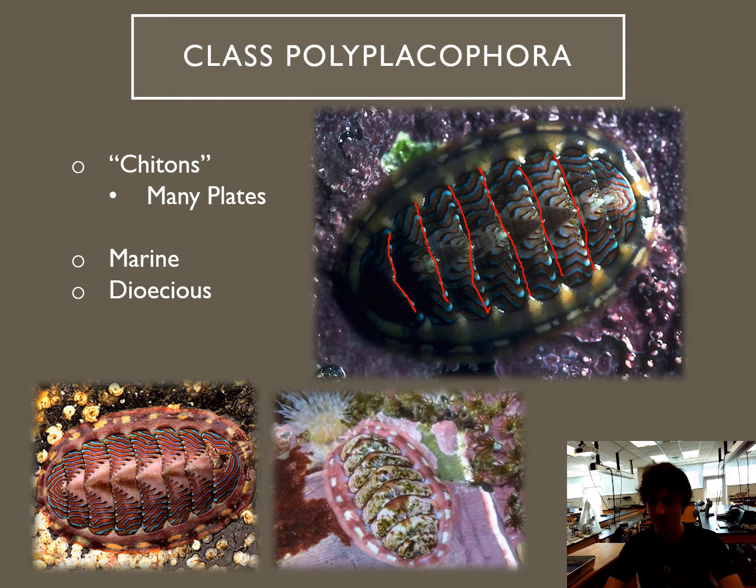These chitons live in relatively shallow marine areas. They just go along the ocean floor, along rocks, in tidal zones, and they scrape up algae and eat from there.